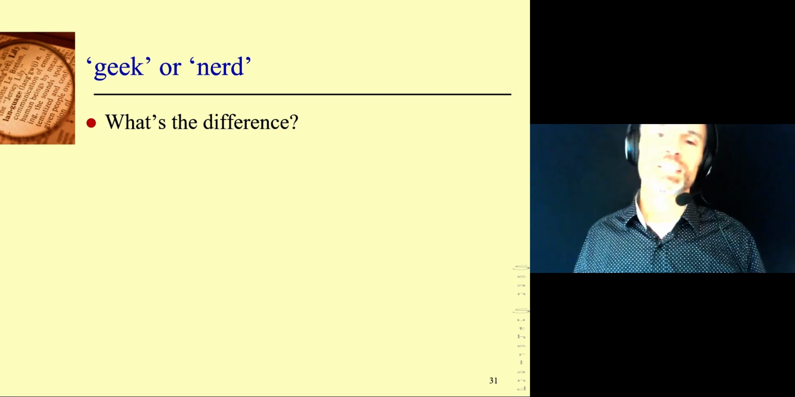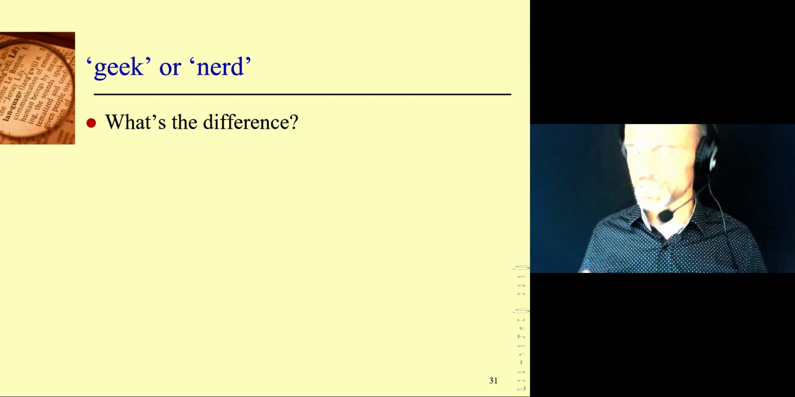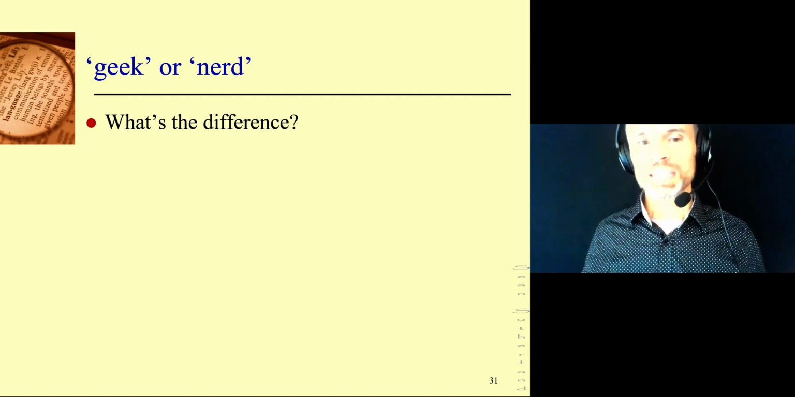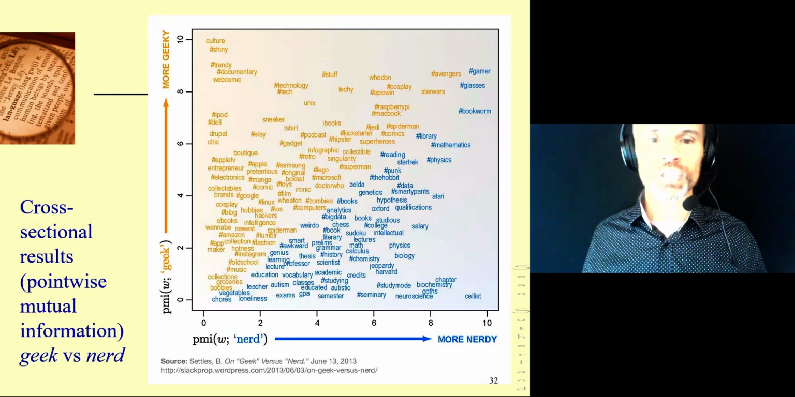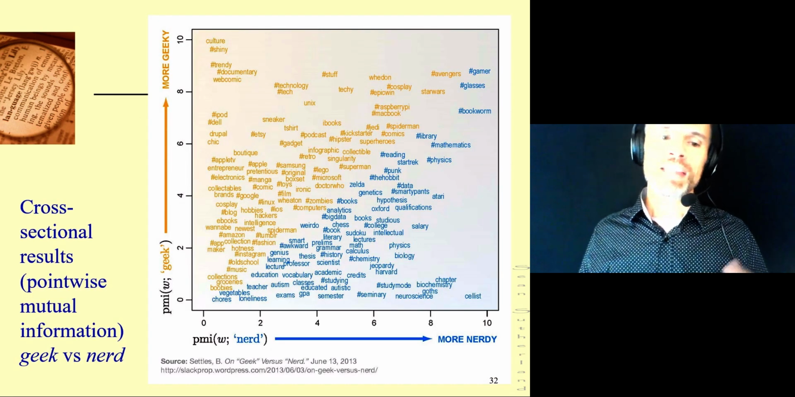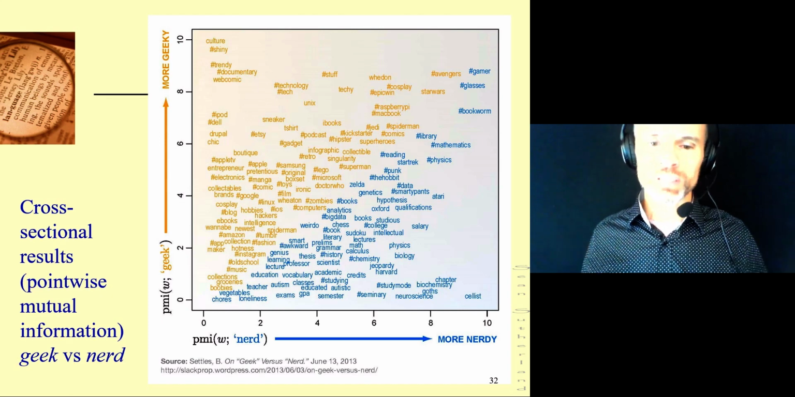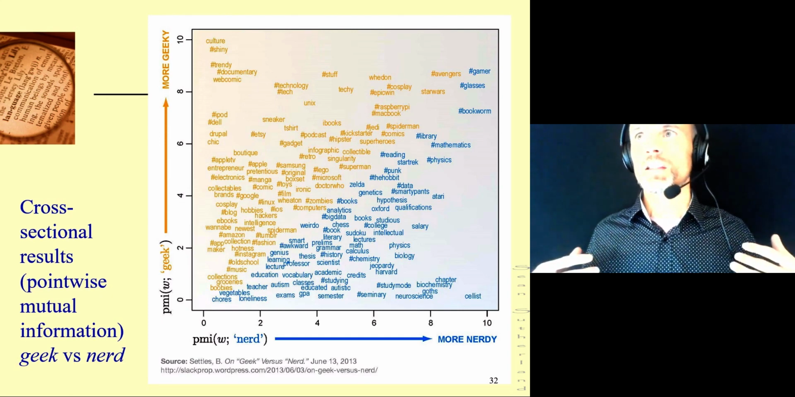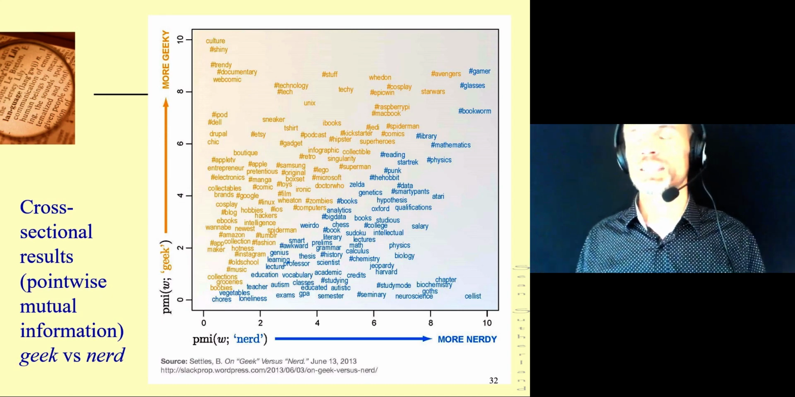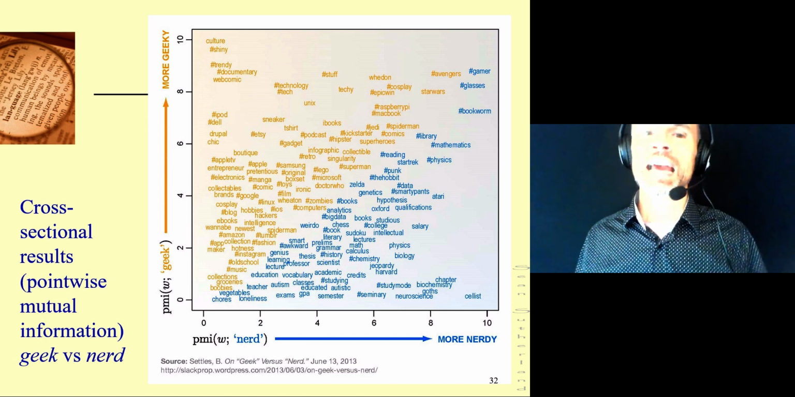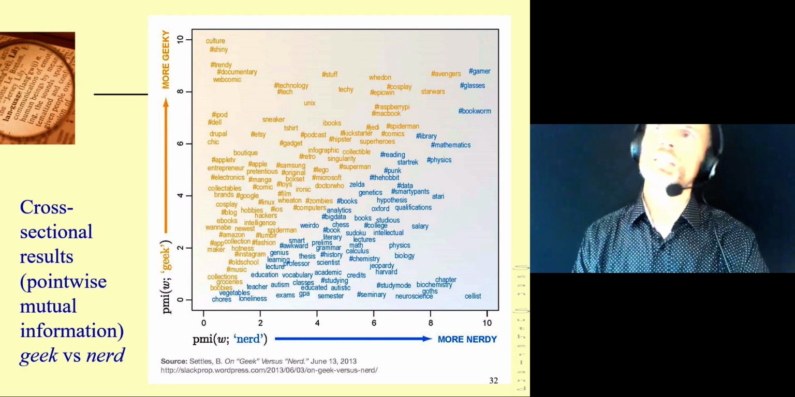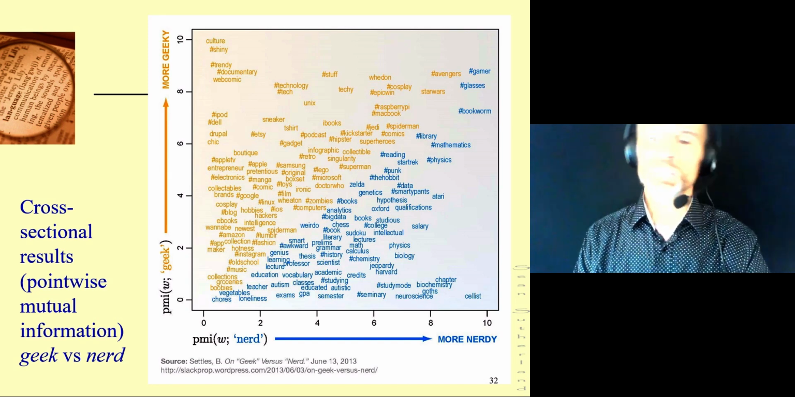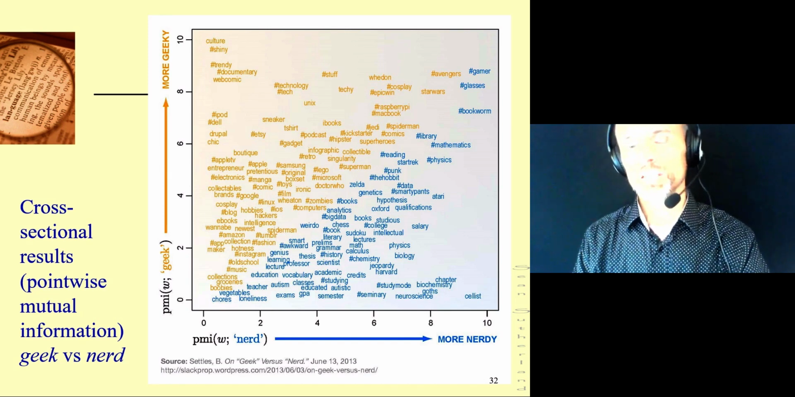You can make up definitions, right? You can say, well, geek means this, nerd means that. What these people did is to quantify the different ways that geek and nerd are used. They looked at tens of thousands of tweets that used the words geek and nerd, and they looked at which words were used more often to describe geeks and which ones were used to describe nerds.